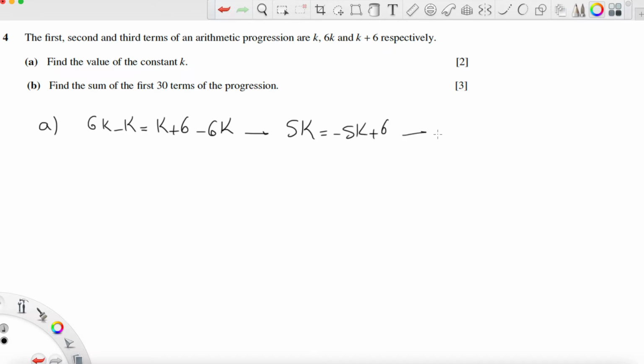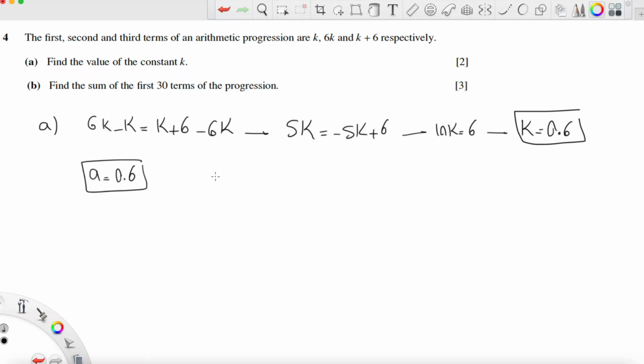So it will be 10k is equal to 6, giving you an answer of 0.6 as k. So k is 0.6, so the first term is 0.6. And d is the difference between the second term, 6k, minus the first term, k, which is 5k. So k is 0.6, so the common difference is 5 times 0.6, which is equal to 3.